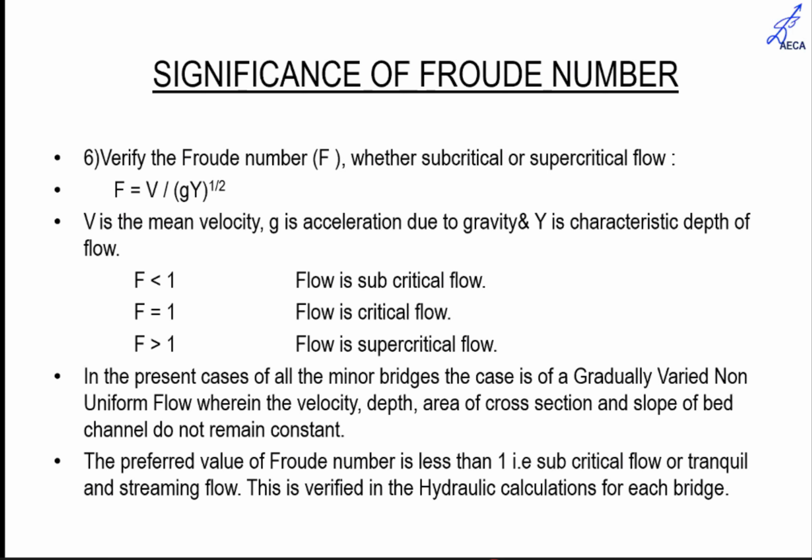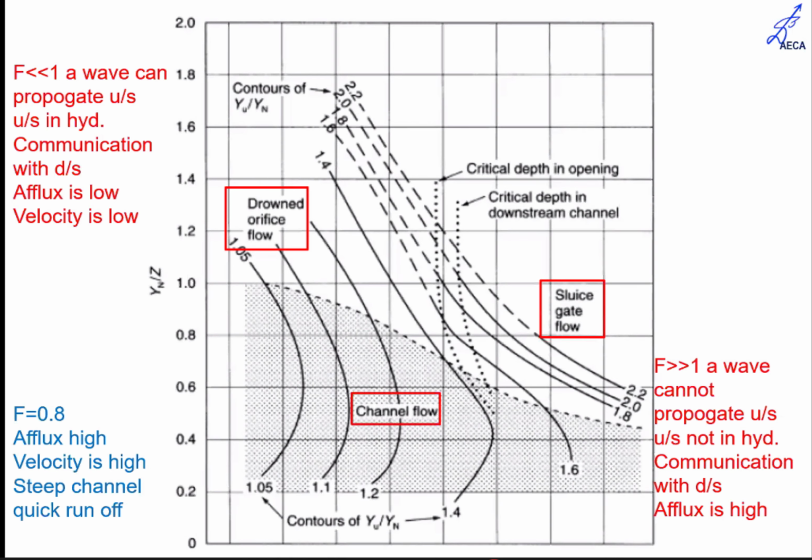What is the significance of this F? A study was done for a small bridge. Of course, it cannot be generalized, but qualitatively to understand the significance of this Froude number: if the Froude number is much less than 1, then there is a possibility that the wave from the downstream can propagate to the upstream. Normally a flow is from the upstream, so then the upstream is in hydraulic communication with the downstream. Such flows also have an efflux which is low, and velocity also is low. So F much less than 1 is also not a very recommended value.